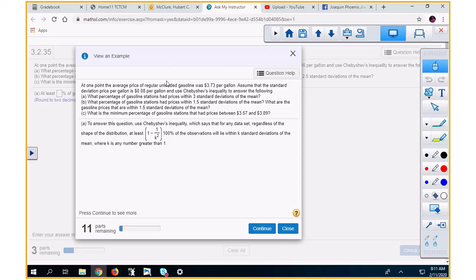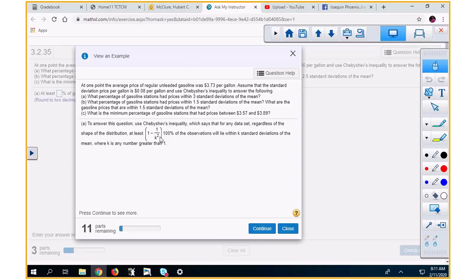It says, what percentage of gasoline stations had prices within 3 standard deviations? So you're using another form of the z-score. But like I said, 98% of your probability and statistics courses, whether a 3-level or a 4-level, are going to use z-scores and t-scores. They're not going to use Chebyshev's. That's just kind of like the range rule of thumb, where you take the range and divide it by 4, and that's the rule of thumb standard deviation. It's not as accurate as the actual standard deviation.